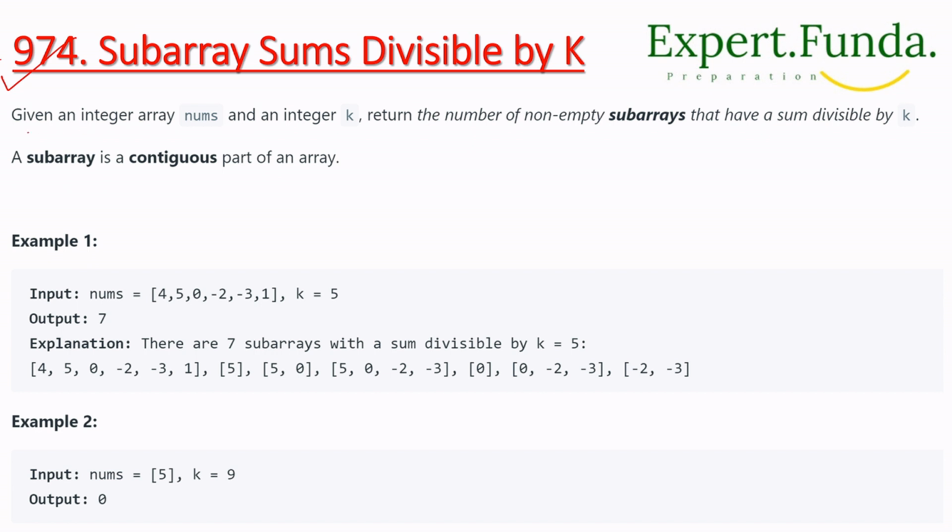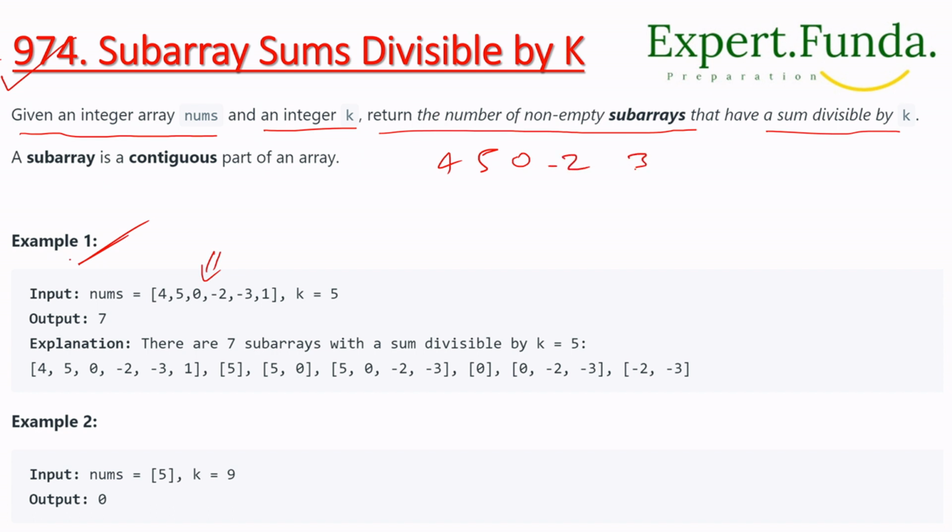Let's read the question. We are given an integer array nums and an integer k. What we have to do is return the number of non-empty subarrays that have a sum divisible by k. So let's see this example one. It is saying that we are given this array: 4, 5, 0, -2, -3, 1. Let's suppose this is the array given in example 1, and we'll divide by k equal to 5.